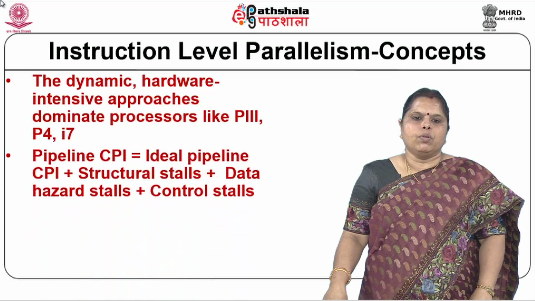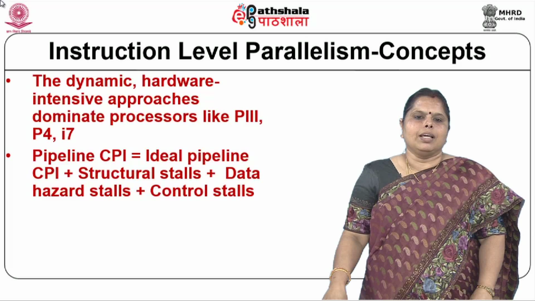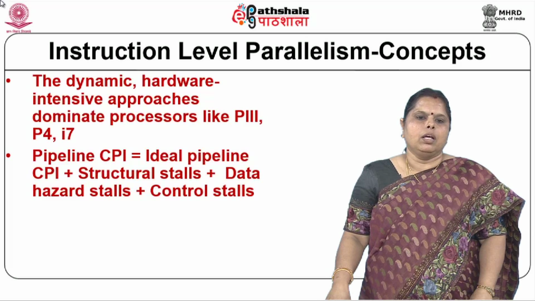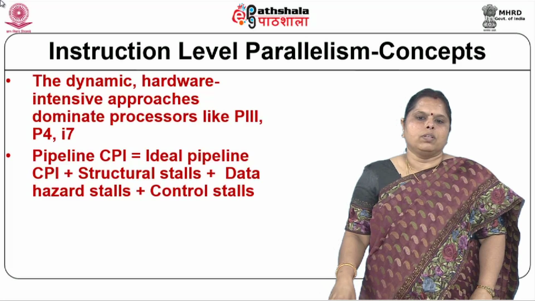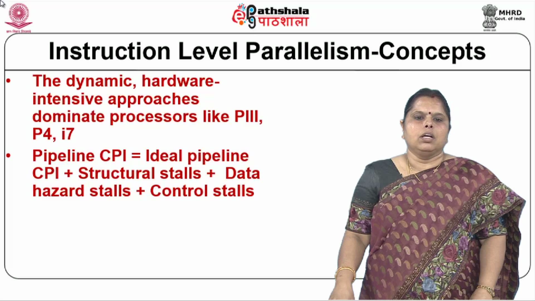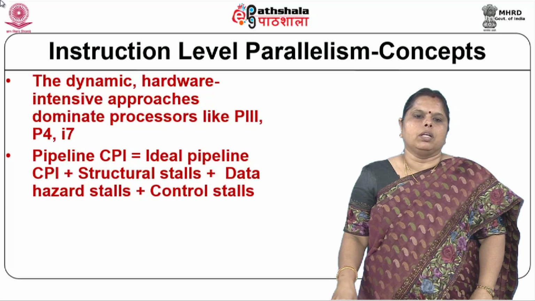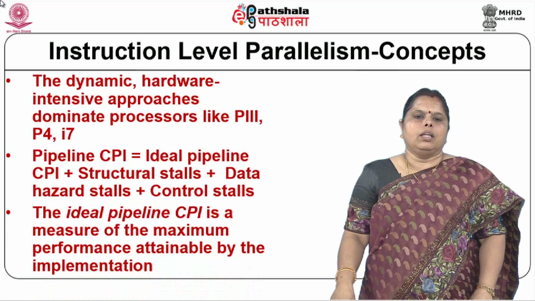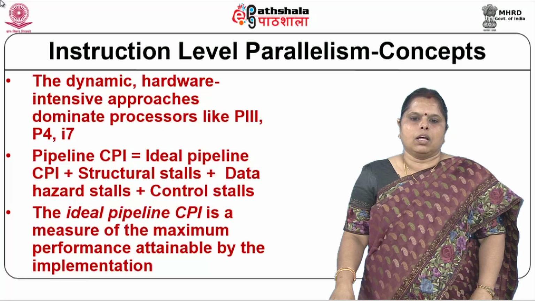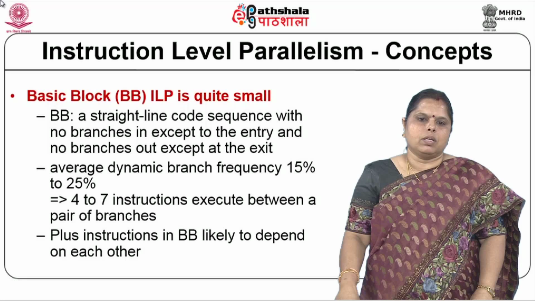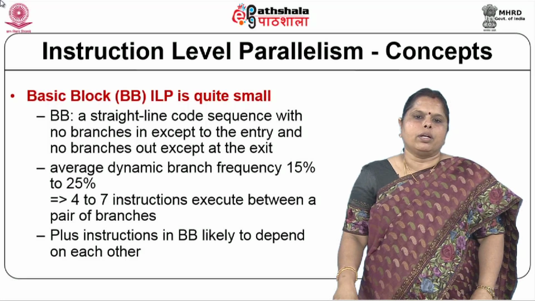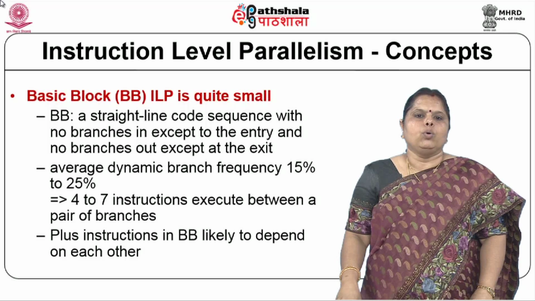And we know that the pipeline CPI is the ideal CPI for the pipeline plus all the hazards that might increase the pipeline's CPI. So you have the structural hazards, the data hazards, and the control hazards that might increase your pipeline CPI. And the ideal pipeline CPI is a measure of the maximum performance that is attainable by the implementation. Now if you are looking at only a basic block and you are trying to exploit instruction level parallelism within that, you have a problem.